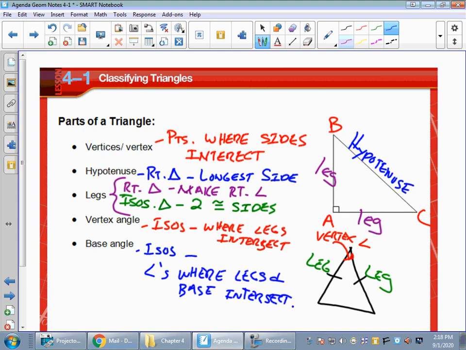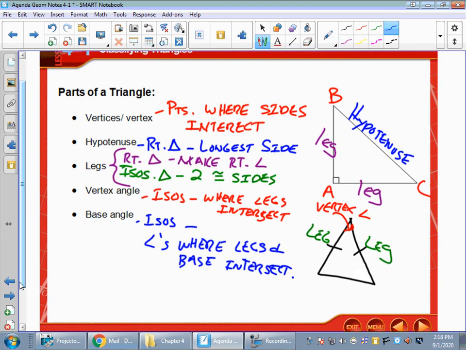Okay, so I don't think we talked about the base of an isosceles triangle, but it would be opposite the vertex angle. So if you've got the two legs, the other side would be your base, and therefore your base angles would be these two here. And they would have to be congruent because the legs would have to be equal. All right, so a lot of stuff there. Let's do some practice problems now.